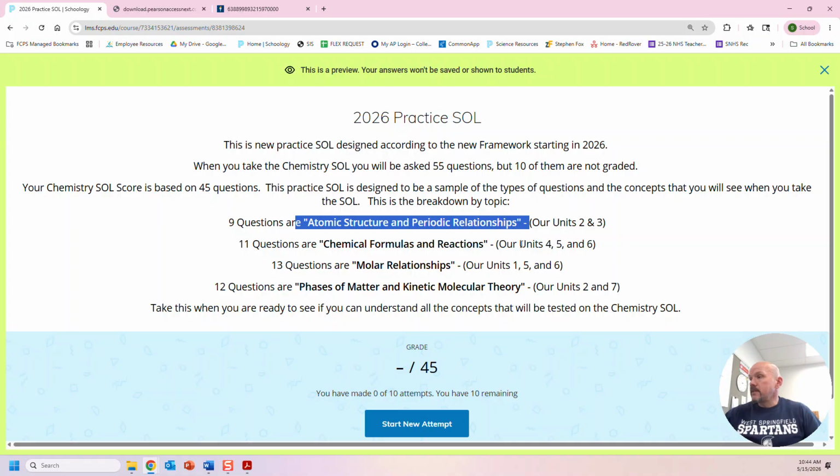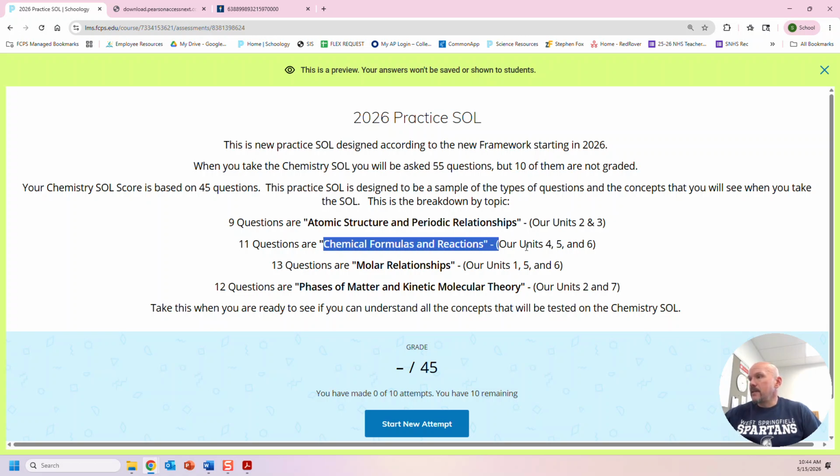And if you're looking for places to review, atomic structure and periodic relationships, that's our units 2 and 3 at West Springfield High School. Chemical formulas and reactions, that's going to be units 4, 5, and 6. So if you're looking for things to review for this specific category, these are the units to go back and review. Molar relationships, we start that in unit 1, and then we've been revisiting in unit 5, unit 6, also unit 7. So molar relationships have been something we've been discussing all year.